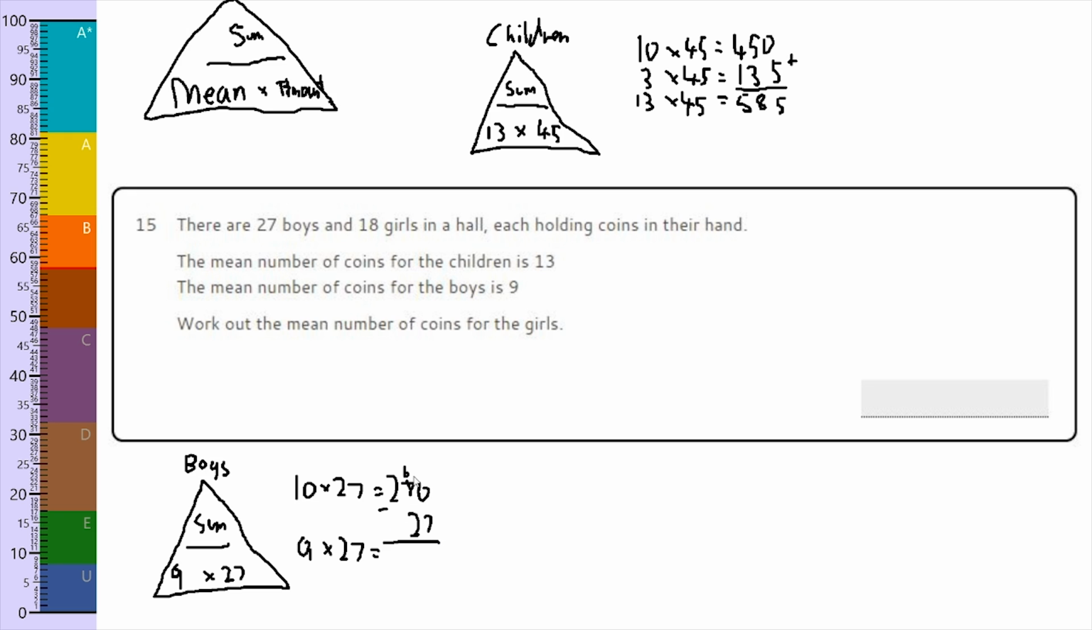I don't know why I'm doing all of this work. But anyway, 10 take away 7 is 3. 6 take away 2 is 4. And 2. So 243.